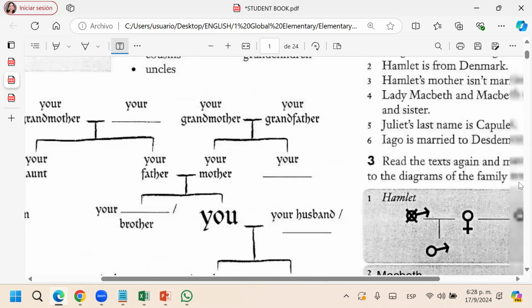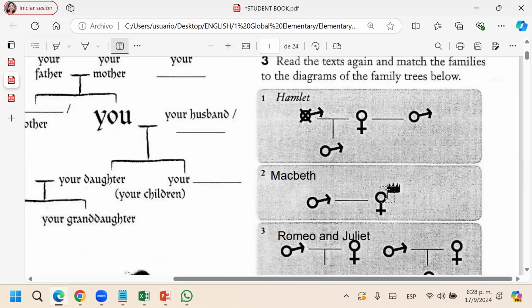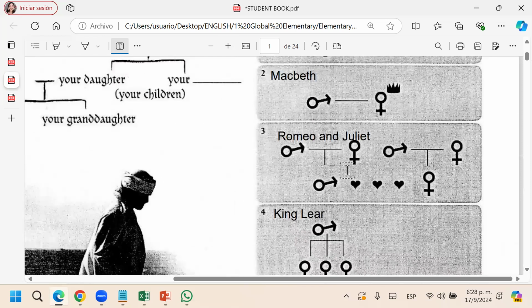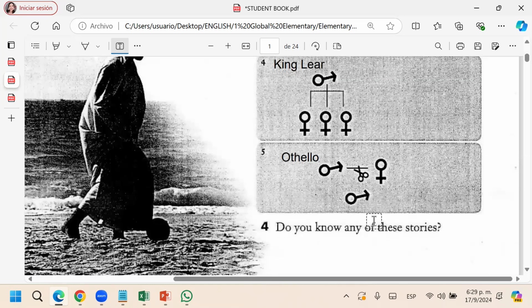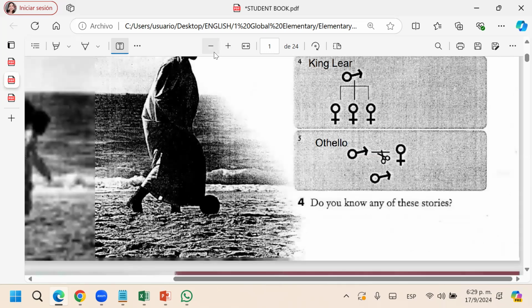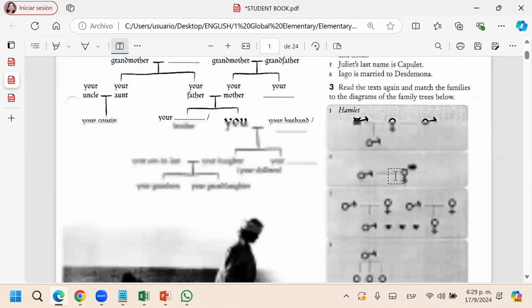Let me show you. Macbeth, because Macbeth is the queen. Romeo is this. This is Juliet. King Lear has 3 daughters, Cordelia, Goneril, Regan. Othello is this: Desdemona, Othello, and the friend, Iago. So those are the families for Shakespeare.